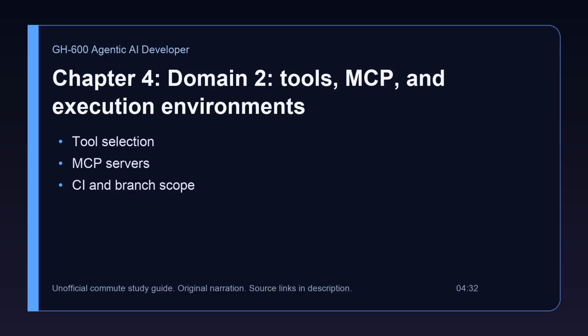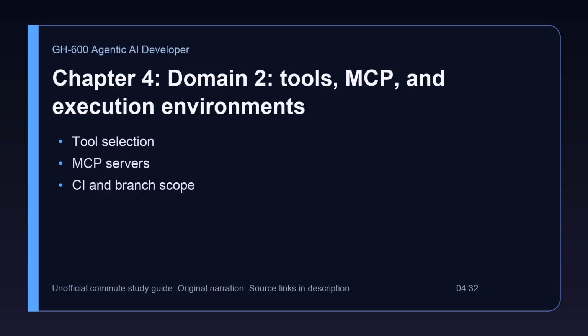Branch-based scope is one of the most exam-friendly controls. The agent works on a dedicated branch, creates or updates a pull request, and is subject to the same rules as other contributors. The agent does not get a free pass to merge or bypass the default branch protection.